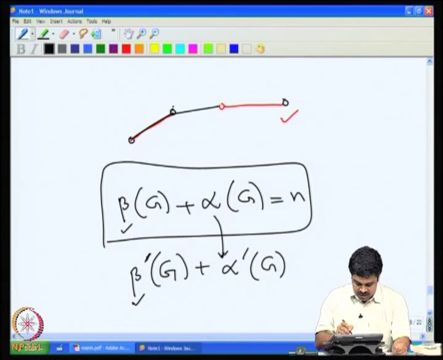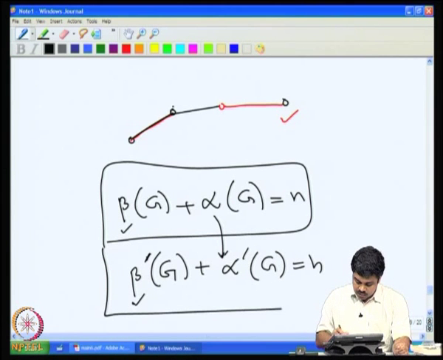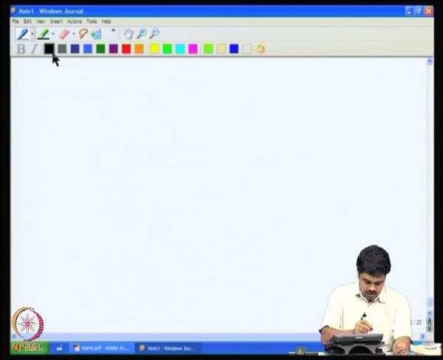Remember, you have the edge-corresponding notion with respect to the edges. That is why we are using alpha dash. So, beta dash of G plus alpha dash of G also can be shown to be equal to n. How can I show that? This is easy, at least one side, a little bit.